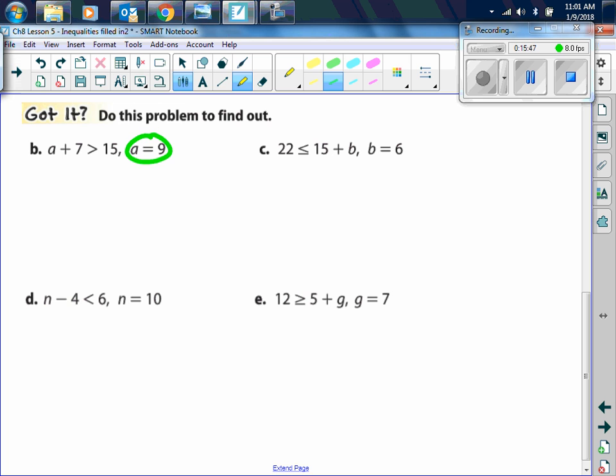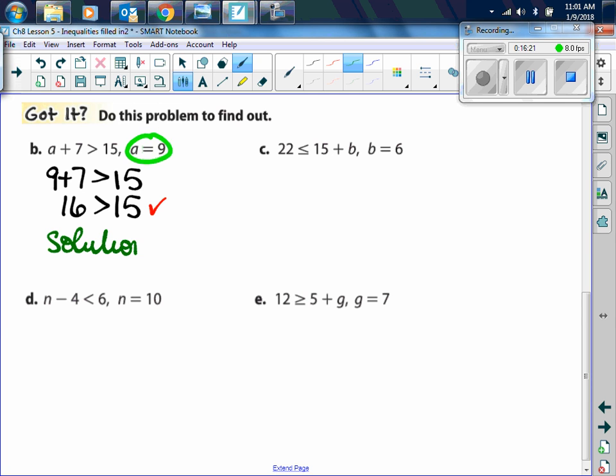So for the guided problems, for problem B, we want to see if 9 is a solution to the inequality. So we are going to substitute 9 in for A. So we have 9 plus 7 is greater than 15. And now we simplify. 9 plus 7 is 16. Is 16 greater than 15? Yes, that is a true statement. So 9 is a solution.